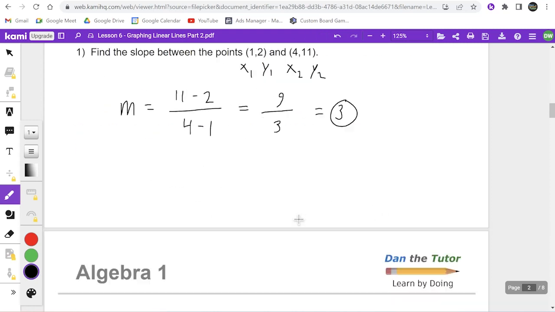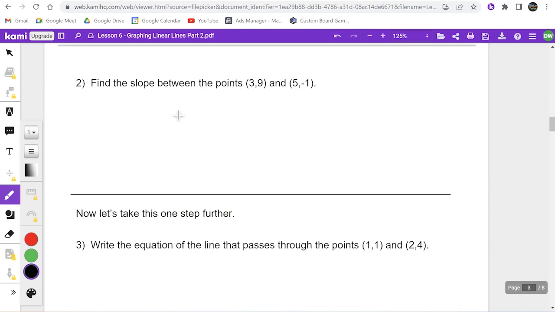Okay, then great. Now, why don't you do the next one on your own, number 2. Find the slope between the points 3, 9, and 5, negative 1. Go ahead and pause the video. Okay, you can unpause your video. Now, would someone like to tell me how we find the slope?